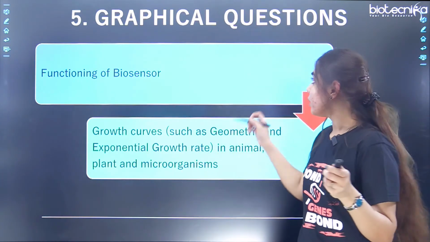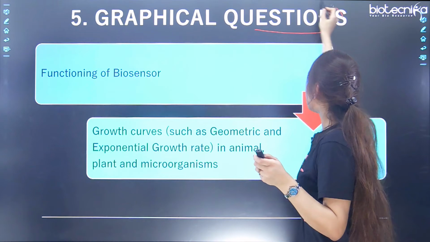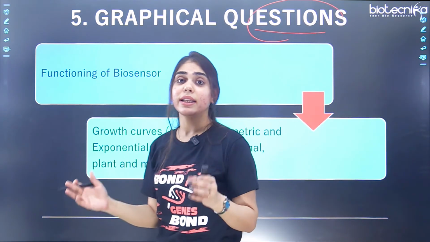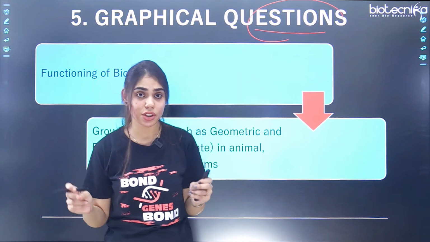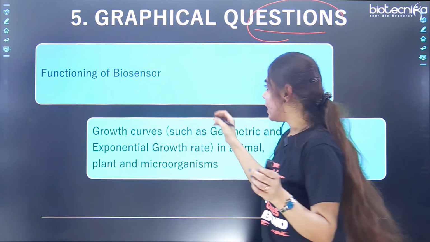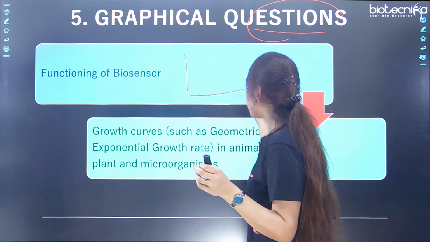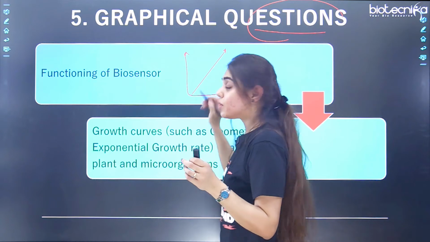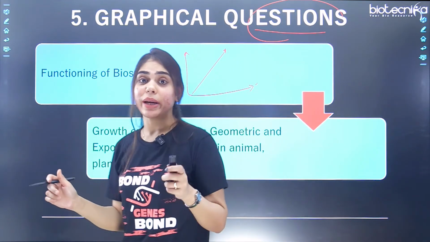Now let's come to the graphical question. Here you can also expect a graphical question under unit 12. Now what all topics are there where you can expect a graphical question? It is related to the functioning of the biosensor. Like they will give you a graph and they will ask you the linearity or sensitivity of a biosensor. So here you may expect a graph based question.